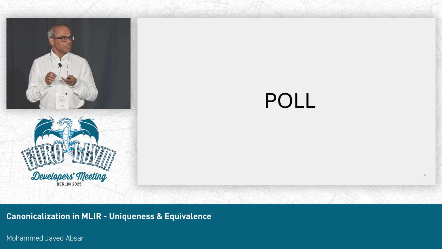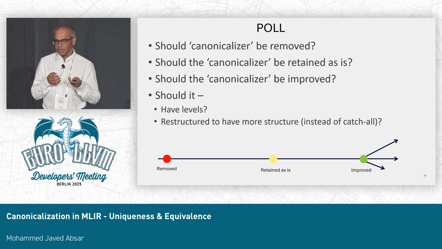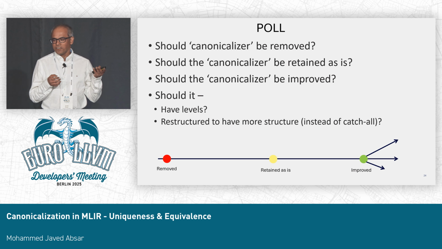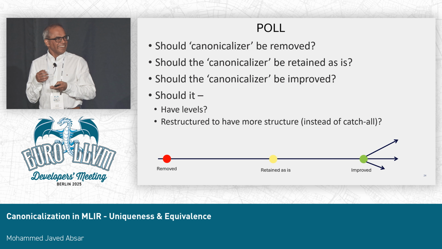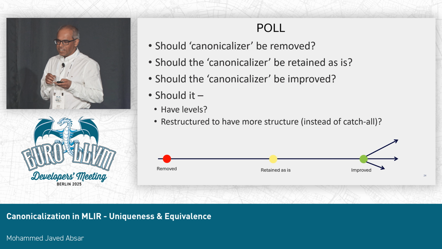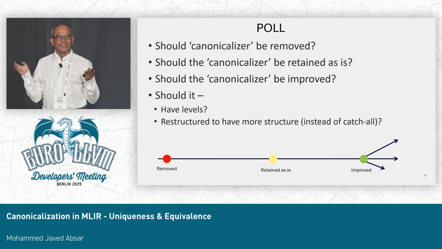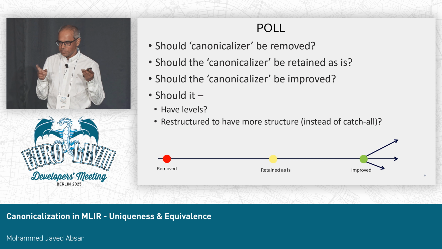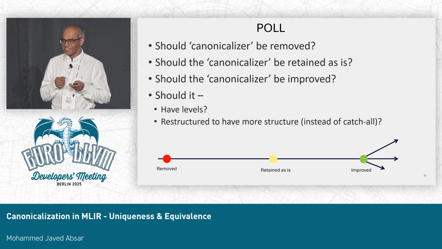So it's not me just throwing my opinion on you. Let's have a poll. First question, should canonicalizer be removed? If you raise your hand, okay. Should it be retained as is? Raise your hand if you agree. Okay, we got 2 hands. And should it be improved? Yeah, more hands. Of course, we love improvements.